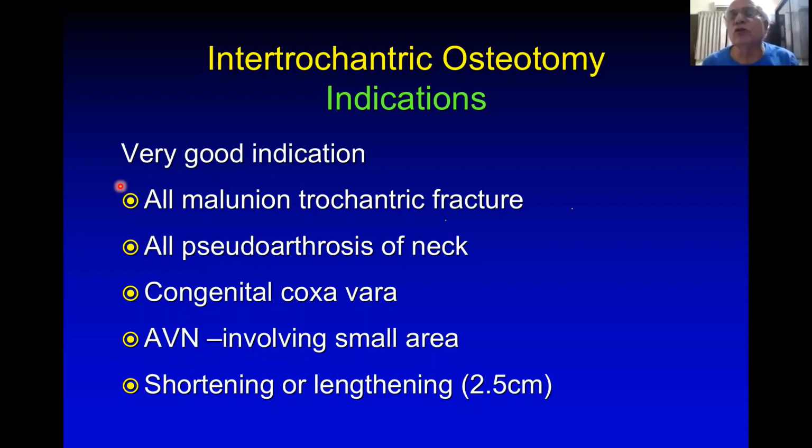When there is a fibrous pseudoarthrosis, I will come to that. Fibrous pseudoarthrosis, if you do an intertrochantric osteotomy, the fracture union is very good, very good. Congenital coxa-vara, excellent operation. All of them I'm going to show you. AVN involving a very small area, less than 10 to 15 or 20% of the area, then it works, otherwise it does not work. And that's why Suzioka operation went into disrepute. So shortening or lengthening, sometimes we do it, very rarely. I had done in my lifetime only twice for subtrochantric.